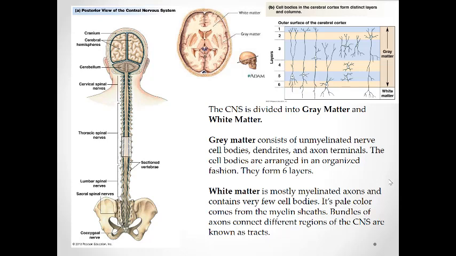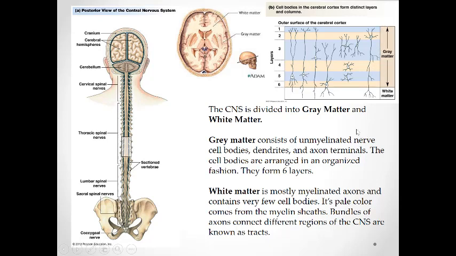So, the central nervous system is divided into gray matter, which you see over here, and white matter, which is kind of like the white areas. The gray matter is going to consist of unmyelinated nerve cell bodies, dendrites, and axon terminals, and they form up to 6 layers, as can be seen here. There are 1, 2, 3, 4, 5, 6. Okay, that's the gray matter.